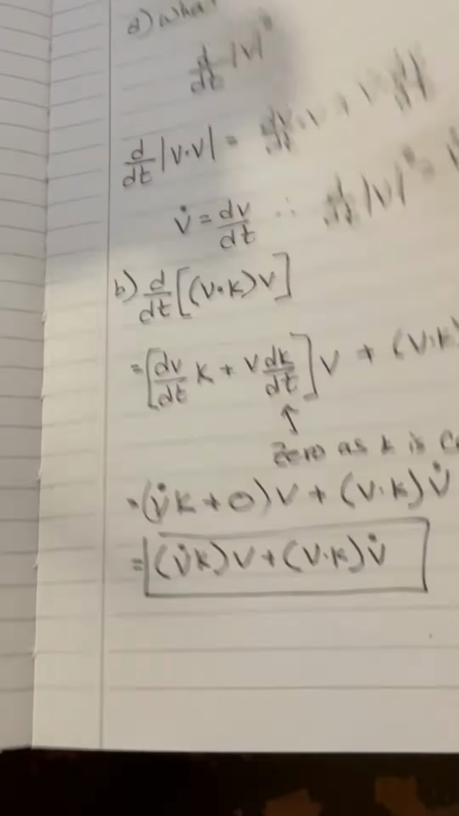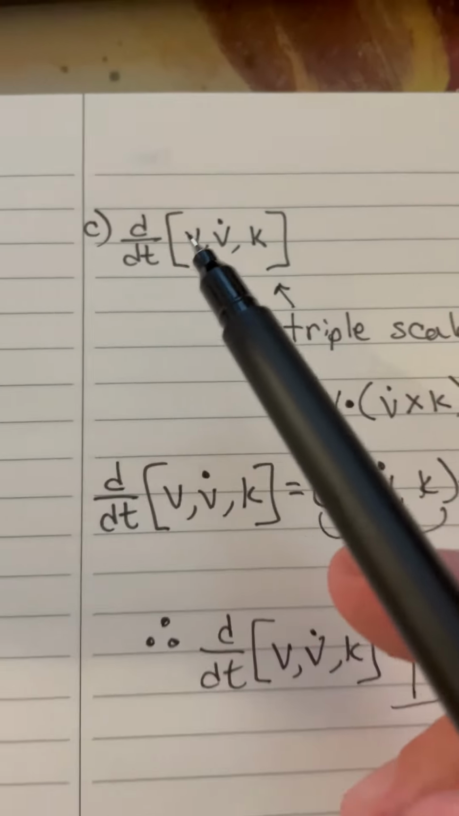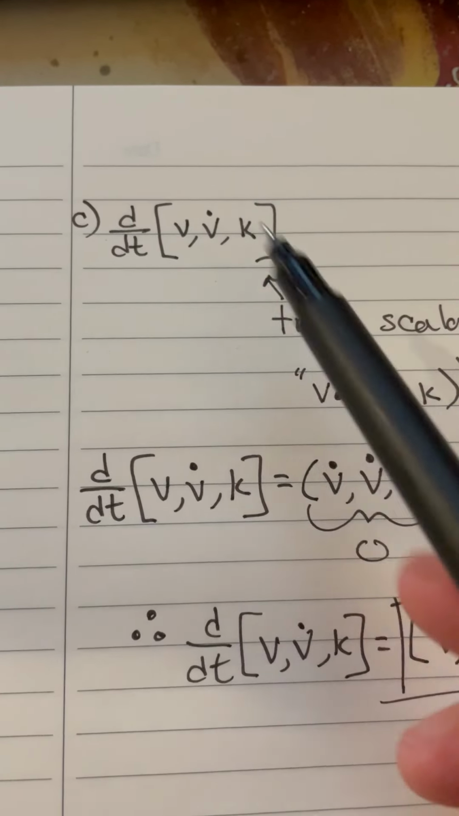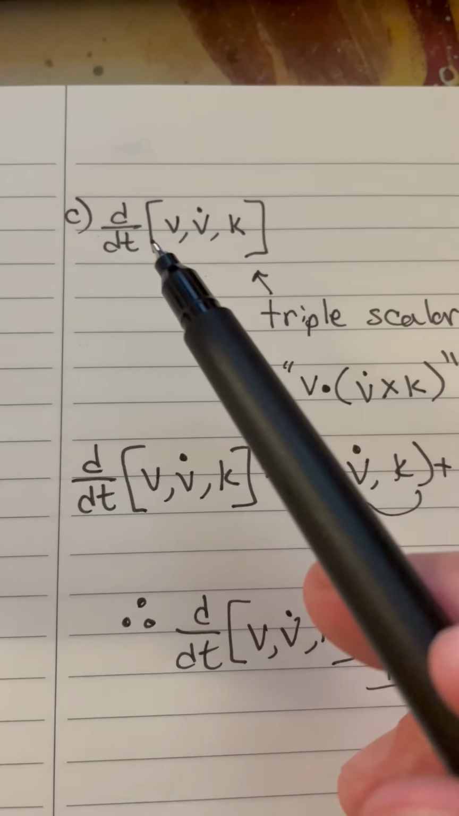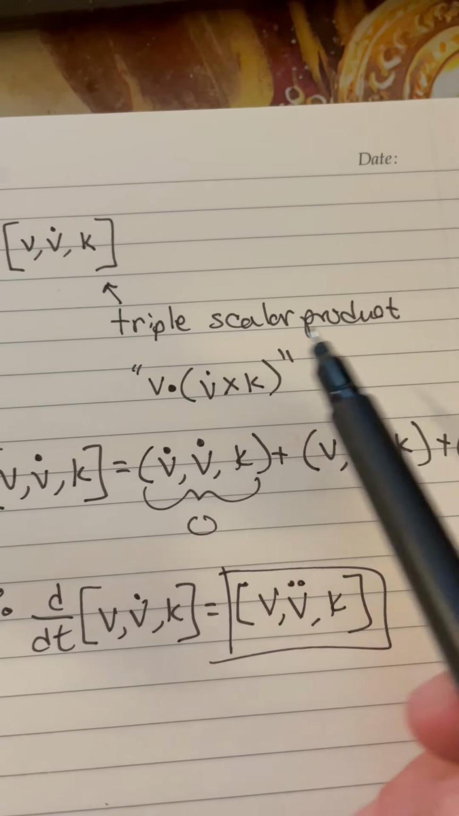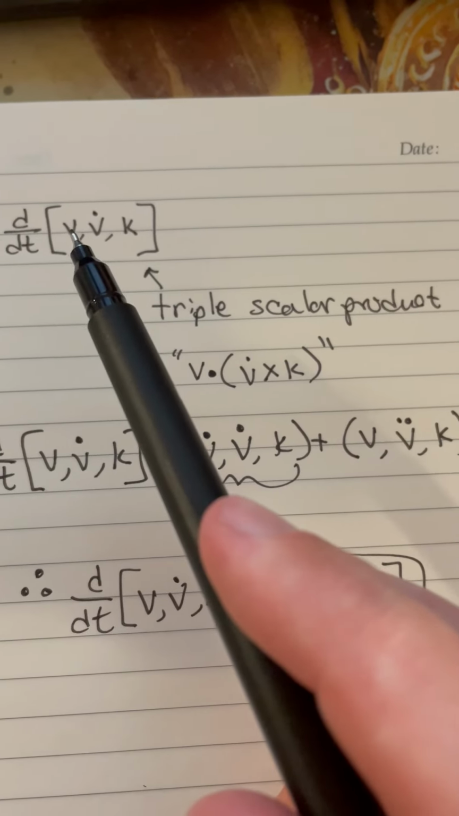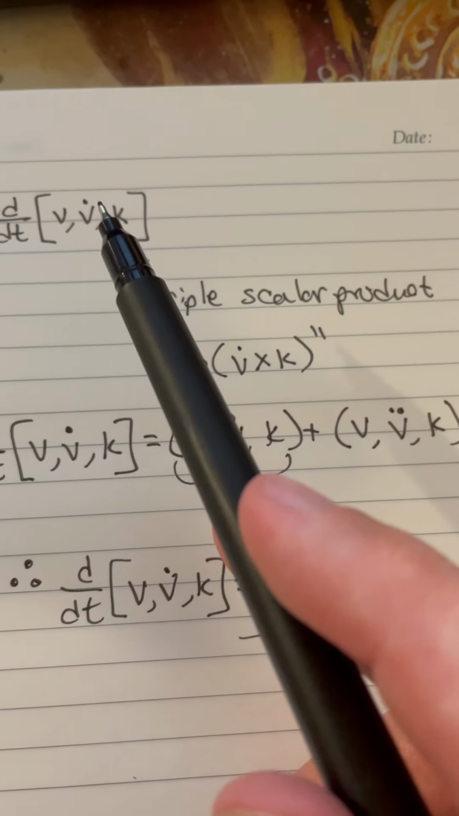Okay, lastly, it wants to know what d/dt is of this thing. Now, I had to look this up because I didn't recognize this notation with the bars. That's apparently called the triple scalar product, which means this dotted with the cross product of this and this.